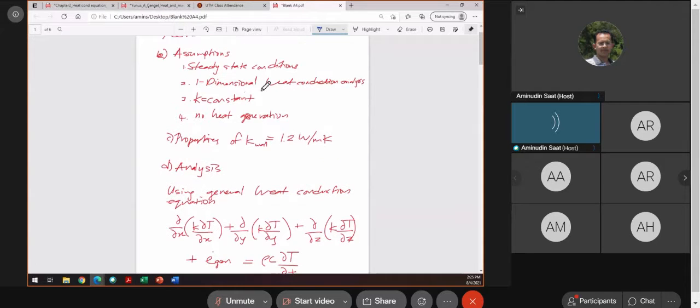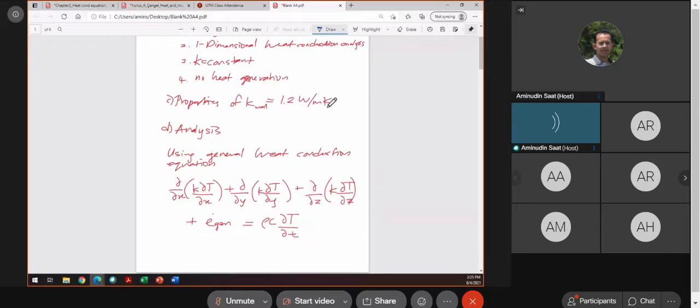Okay, so because of the assumption, the first assumption says steady state condition, so this means all the properties will be constant regardless of time difference. So this term will become 0, or you will not consider these terms, because this is steady state.